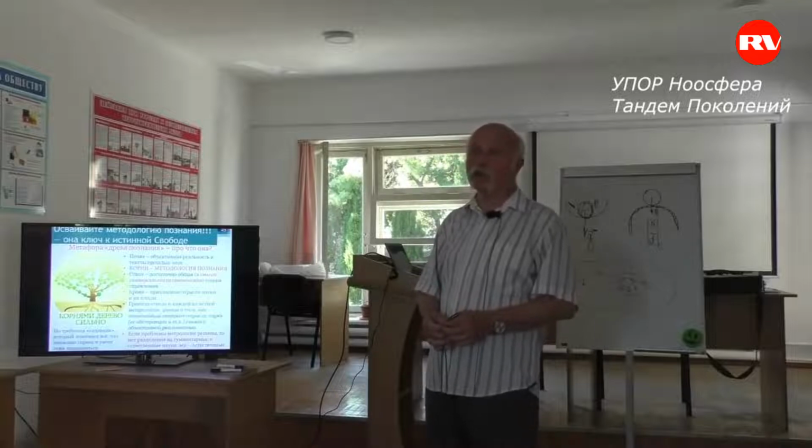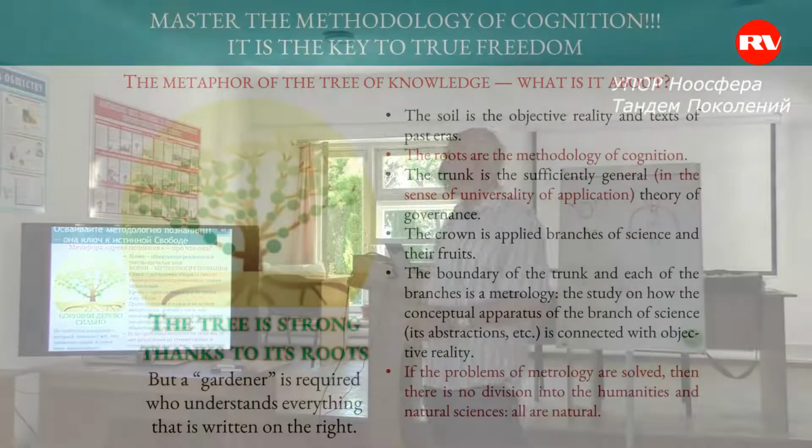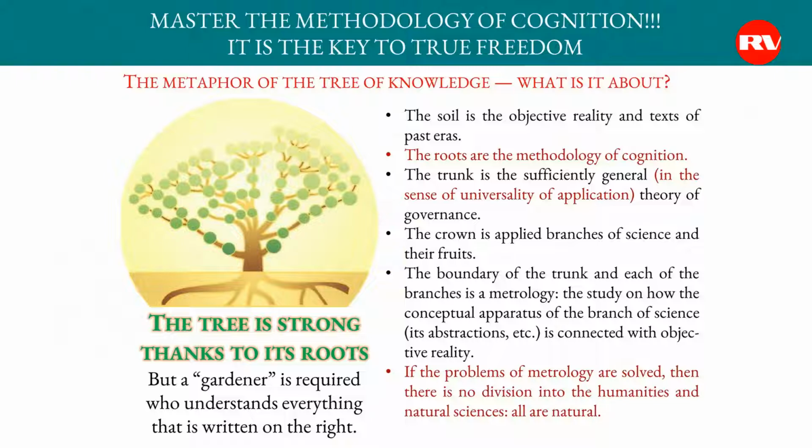The crown of the tree, this is applied scientific discipline. The boundaries of the trunk and each of the branches are what in technology is called metrology. In the broadest sense, metrology is the study of how abstractions of a certain theory, its terminological and symbolic apparatus, are connected with real phenomena in life.